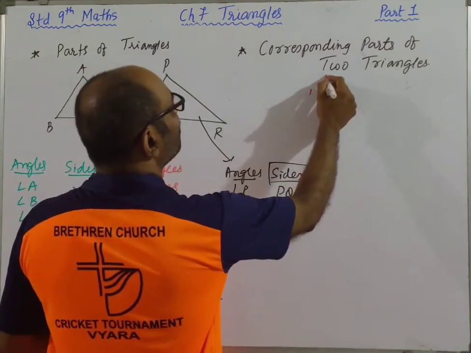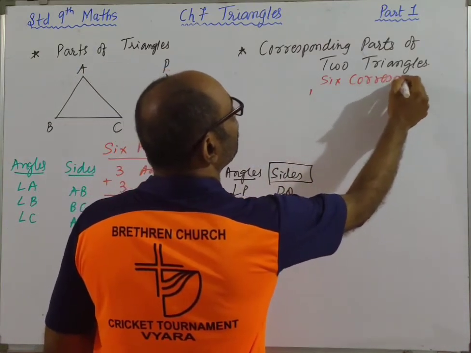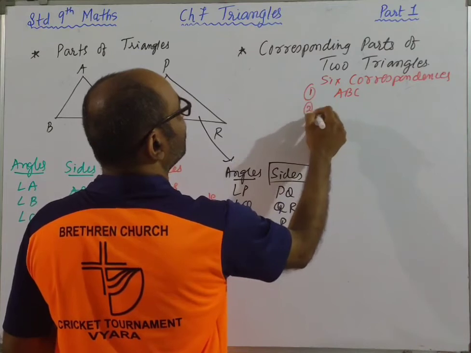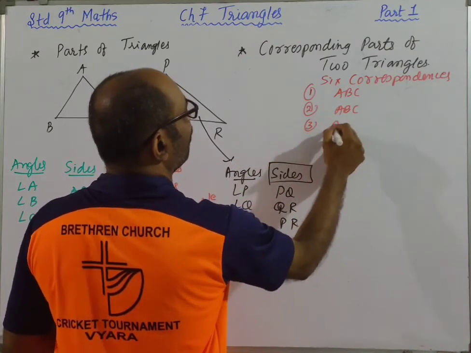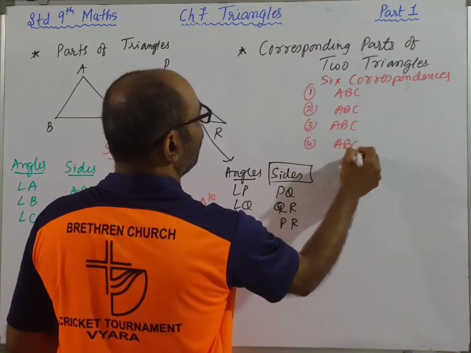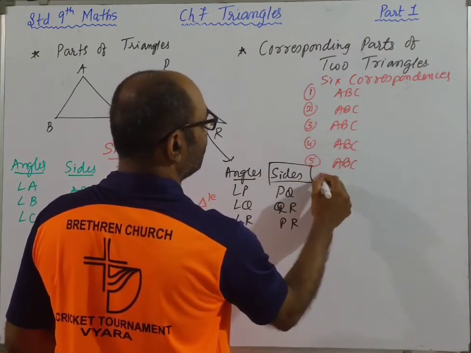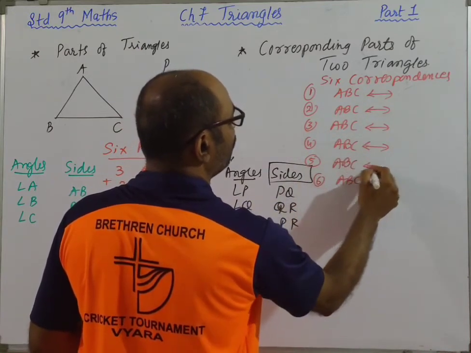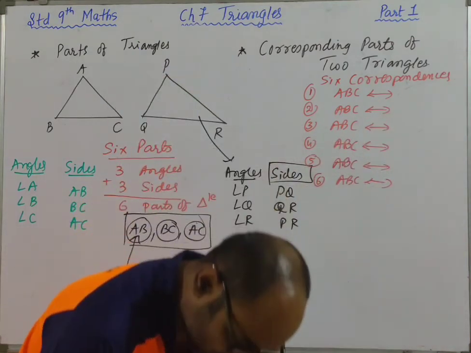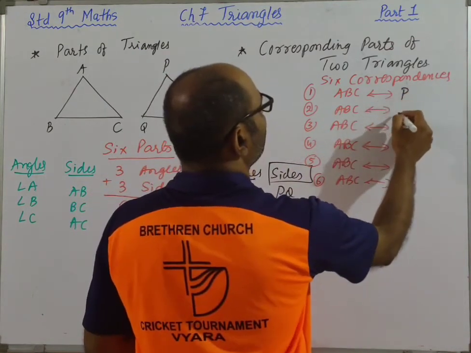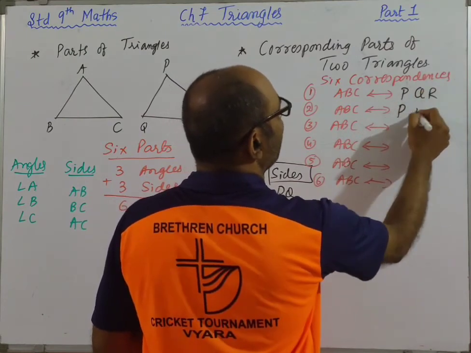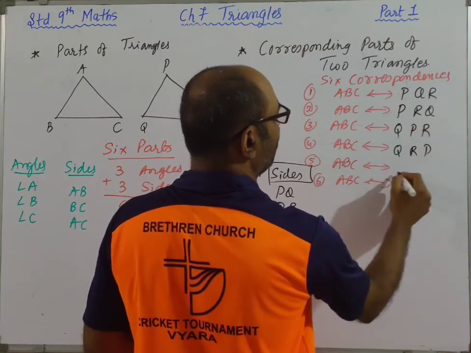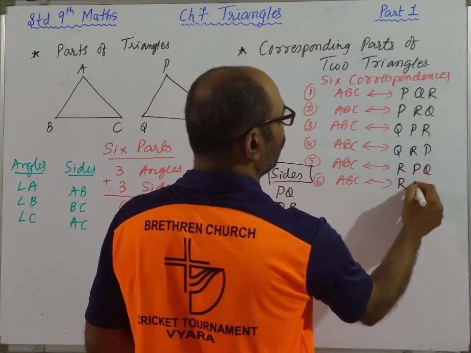6 है ना, 6 correspondences between the vertices of 2 triangles. First ABC, second ABC, and so on, ABC corresponds to, corresponds to, that is what we say. Yes. P, P. Q, R or R, Q. Q, Q. P, R and RP. R, R. PQ and QP.